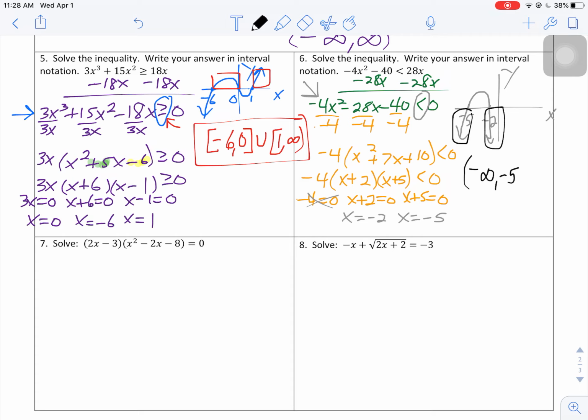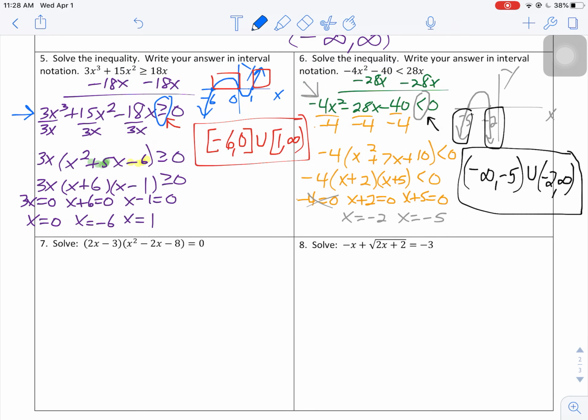It's less than 0. I'm going to use curved parentheses because I don't have the little half equal sign. And then union -2 to positive infinity. So that's it. Those are all the x values where that graph is less than 0. So it's where it's under the x-axis.